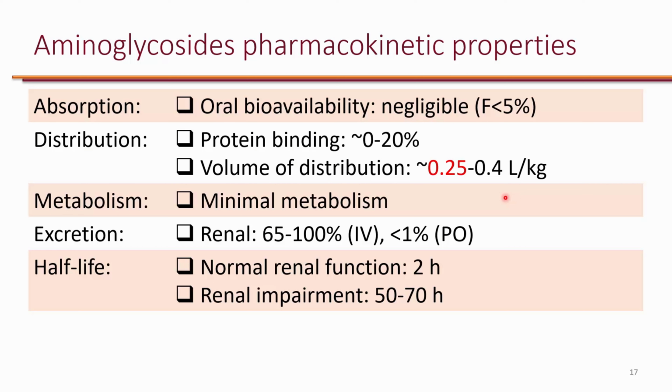Aminoglycosides are primarily excreted renally, and the half-life is about 2 hours in someone with normal renal function. However, in someone with renal impairment, the half-life could be between 50 to 70 hours.